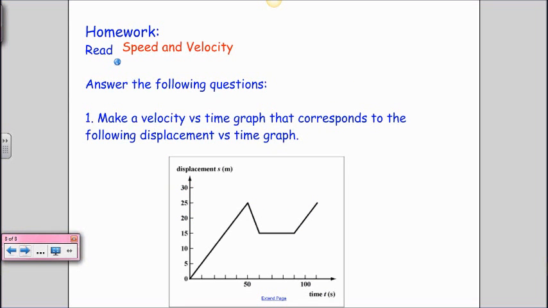So your homework for tonight is to read the speed and velocity page and answer this question. Make a velocity versus time graph that corresponds to the following displacement versus time graph. So here we have displacement versus time, and you need to calculate the velocity for each leg of the journey and then make a velocity versus time graph that matches this.